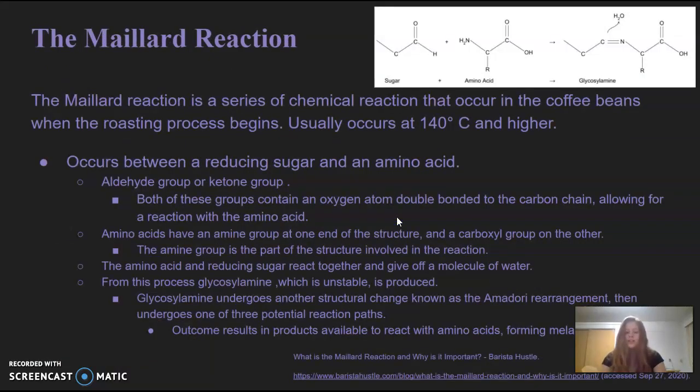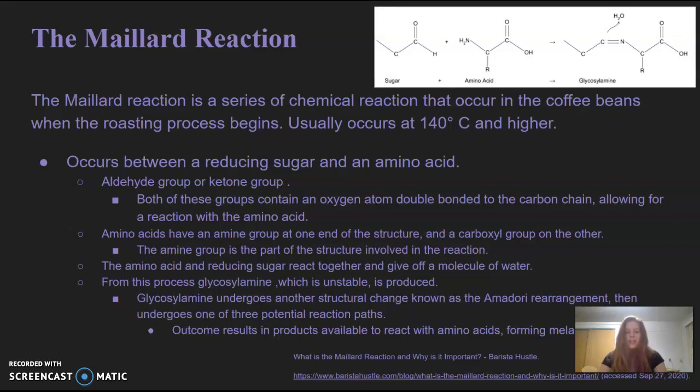The Maillard reaction. According to Barista Huddle, the Maillard reaction is a series of chemical reactions that occur in coffee beans when the roasting process begins. This usually occurs at around 140 degrees Celsius and higher. This reaction occurs between a reducing sugar and amino acid. A reducing sugar is any sugar that contains a free aldehyde group or ketone group. What makes these special is both of these groups contain an oxygen atom double bonded to the carbon chain, and this allows for a reaction with the amino acid.